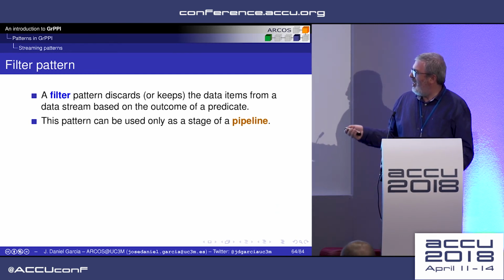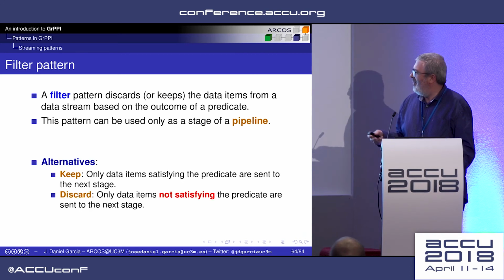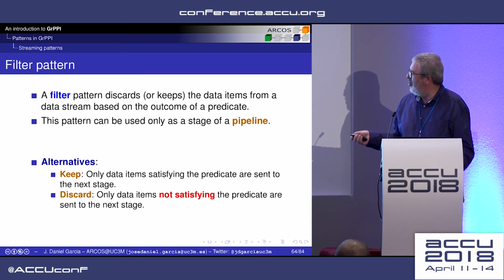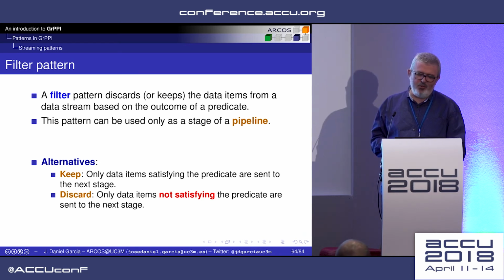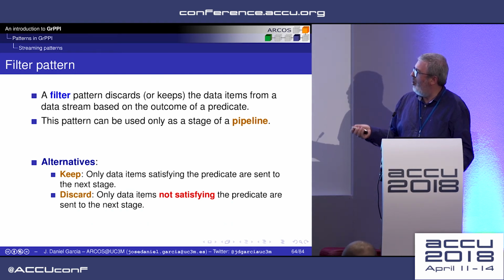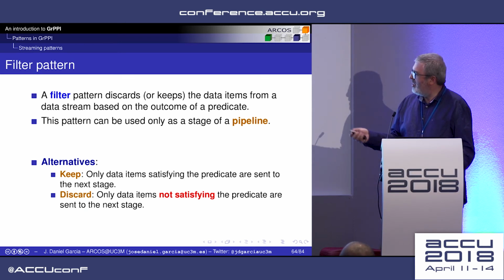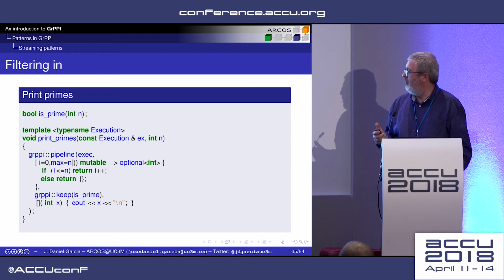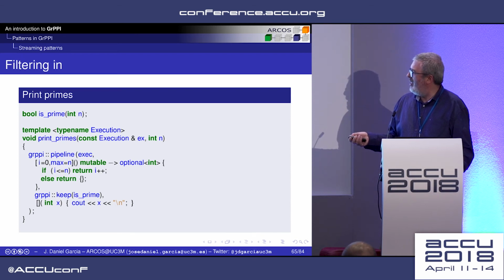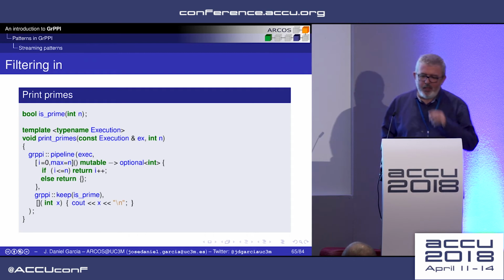Keep only keeps data items satisfying the predicate. Discard: only data items not satisfying the predicate are sent to the next stage. So here, for example, we are producing numbers, and then we decide to keep only prime numbers. So it's as easy as keep and my predicate. Or here I'm deciding to discard those words whose length is less than 4. Okay?